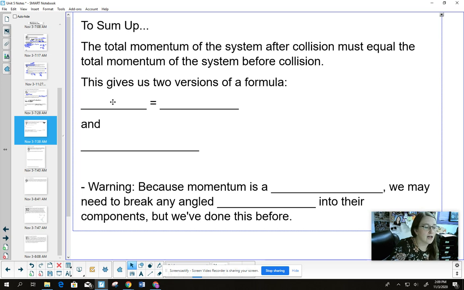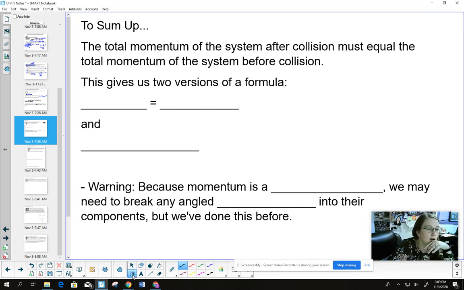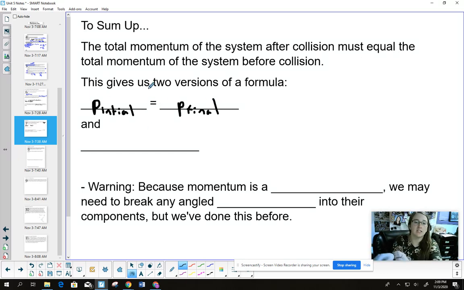So I prefer to use, I forgot to reopen it, that's okay. This gives us 2 versions of a formula. I prefer to use this version. P initial equals P final. This means the total, I should say P total initial equals P total final. I prefer to use this, especially when we're going to deal with tomorrow, breaking down into components.